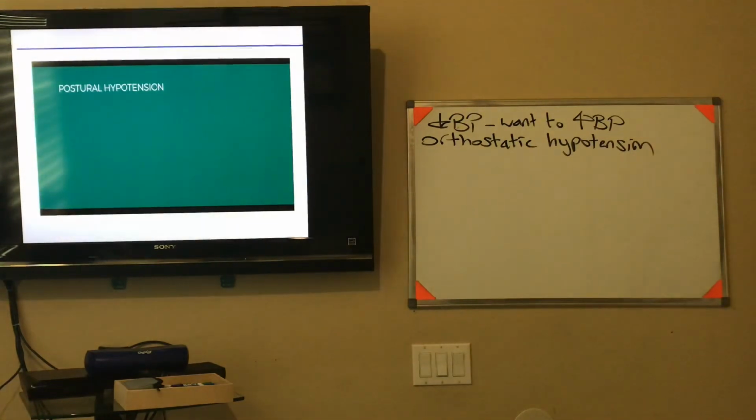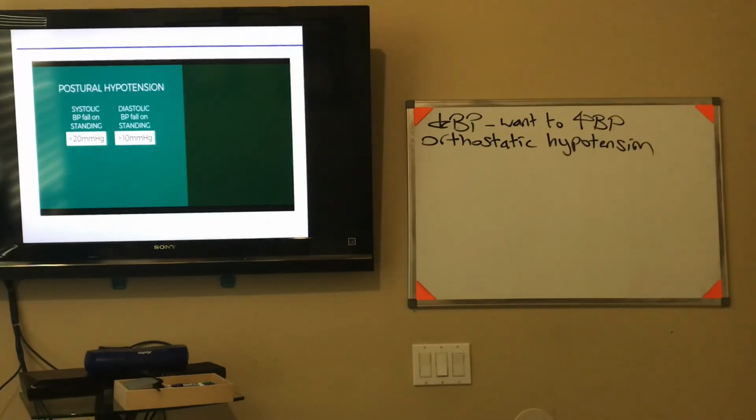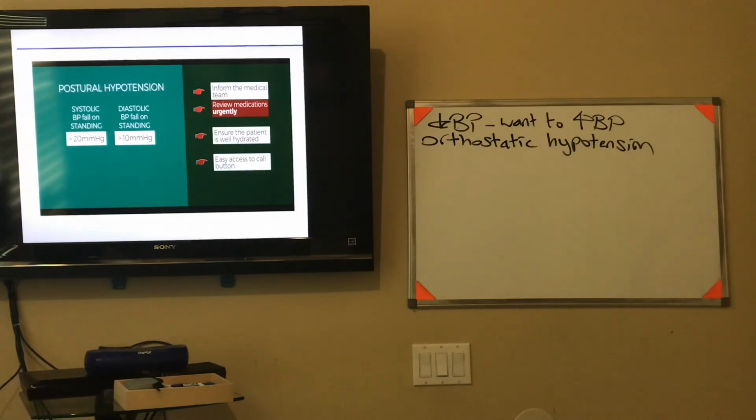Postural hypotension is said to be present if the systolic blood pressure falls by greater than 20 millimeters of mercury on standing, or the diastolic blood pressure falls by greater than 10 millimeters of mercury on standing. In the event of an abnormal result, inform the medical team and ask them to review the patient's medications urgently. Make sure the patient is well hydrated. Ensure the patient has easy access to the call button and advise them not to mobilize without assistance. There may be a requirement to monitor the patient for postural hypotension on a daily basis until this resolves.